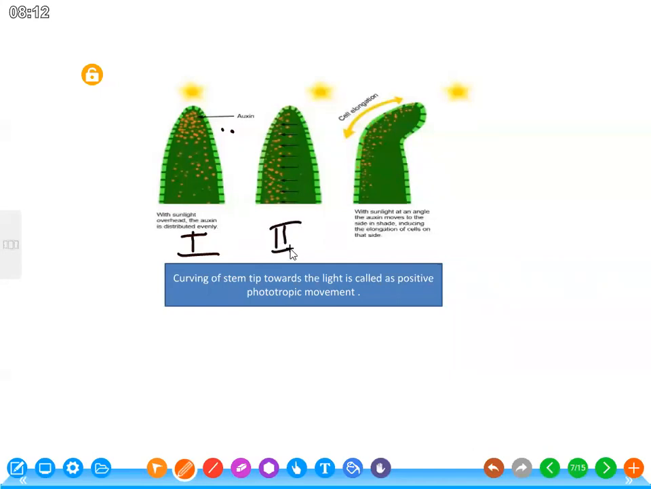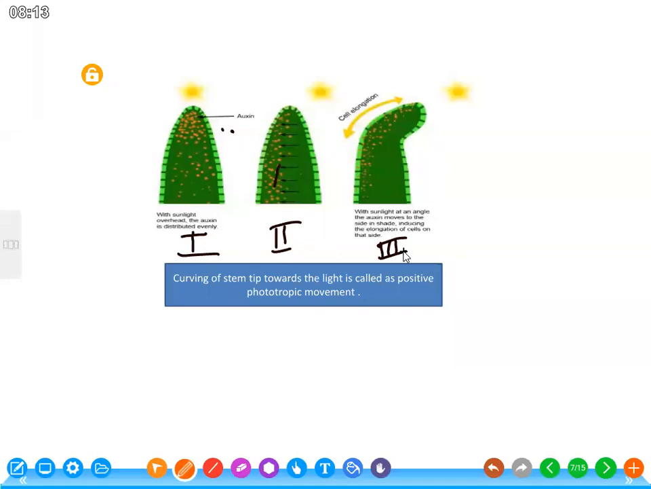when the light falls, the auxin concentration is high on the side opposite to the direction the light falls from. So the concentration is here. The auxin concentration is higher in this part. So what happened? Cell elongation takes place, and the apex bends towards the sunlight.